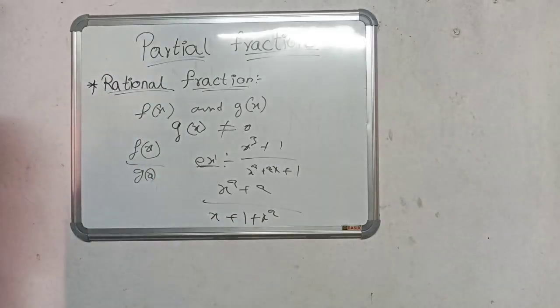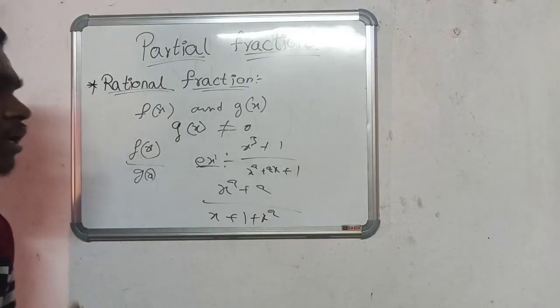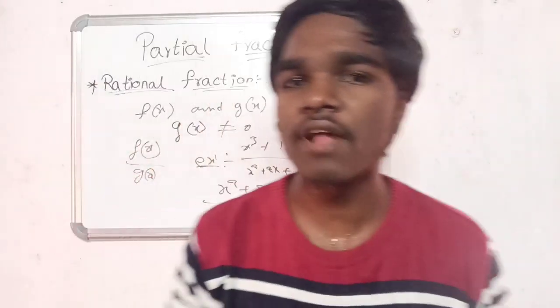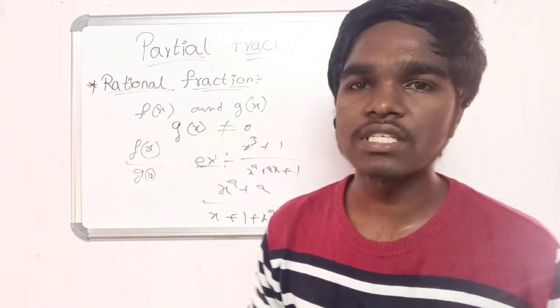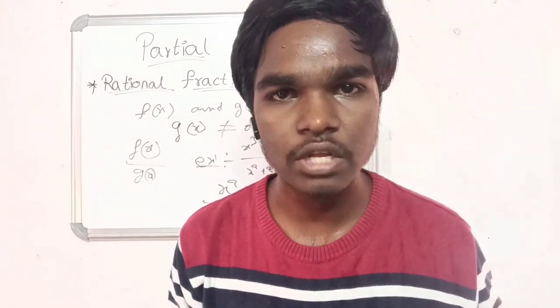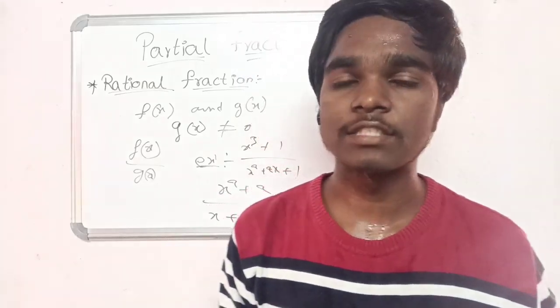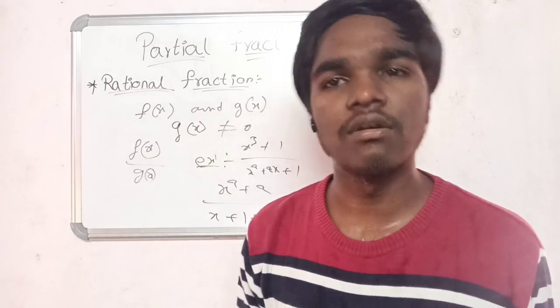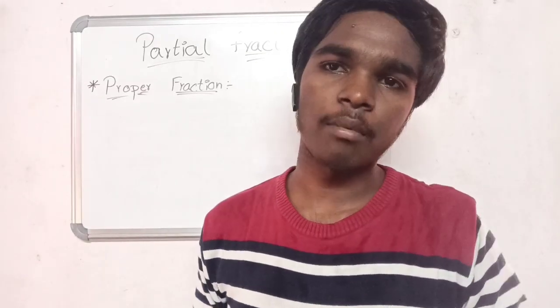These are all examples for rational fraction. Once again, what is a rational fraction? If f of x and g of x are two polynomials where g of x is not equal to 0, then an expression in the form of f of x by g of x is called a rational fraction. Next keyword, proper fraction.